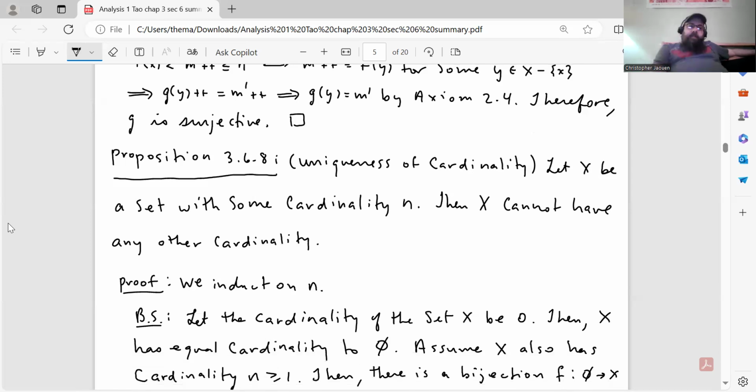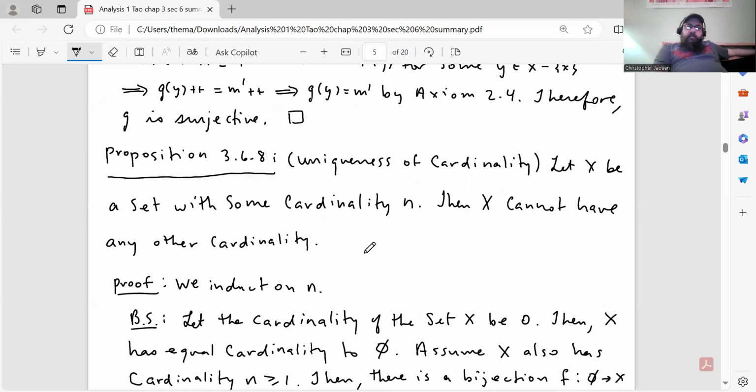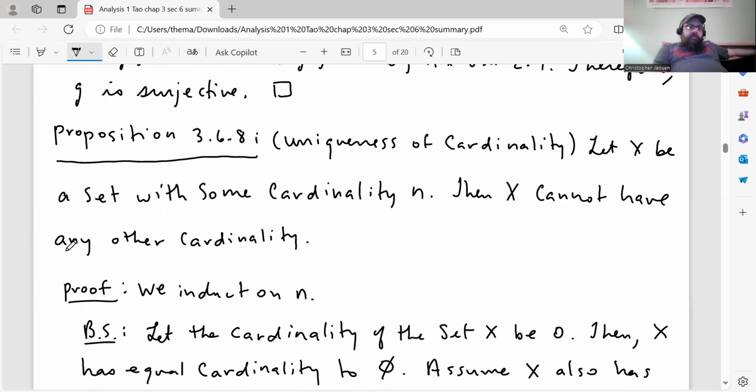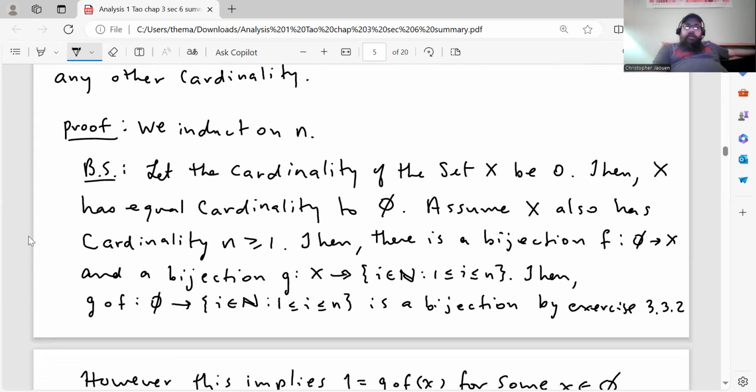All right, let's look at proposition 368 then, which will rely on the lemma that we just proved. Let's look at the statement first. Proposition 368 states the uniqueness of cardinality, or in other words, let X be a set with some cardinality N, then X cannot have any other cardinality. So cardinalities are unique. All right, so we do this with induction.